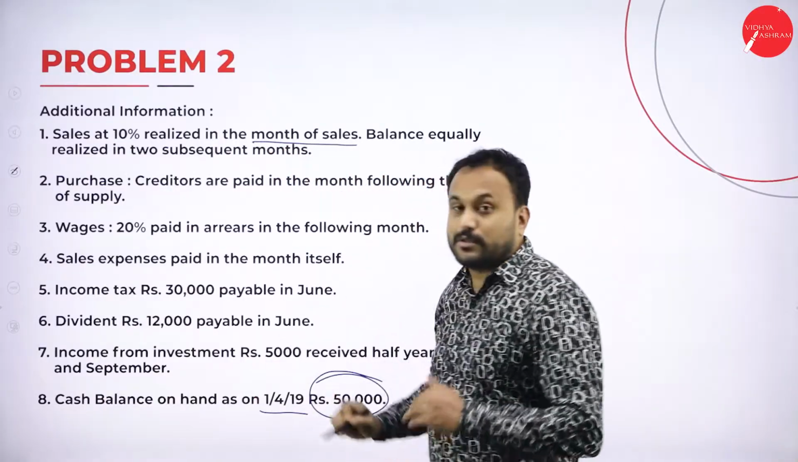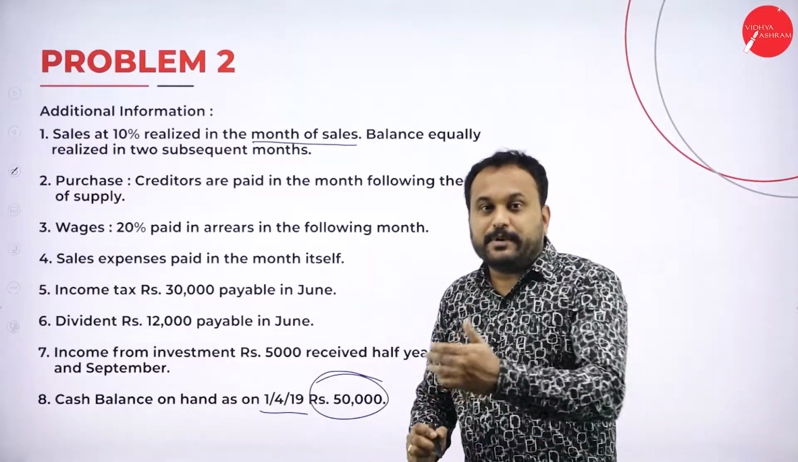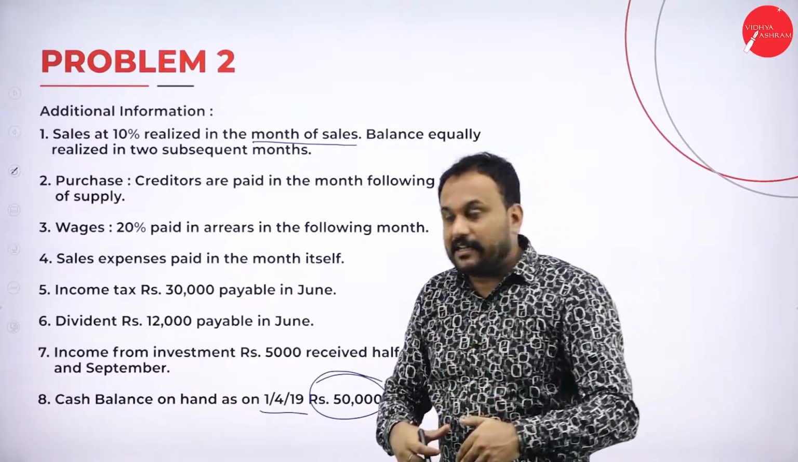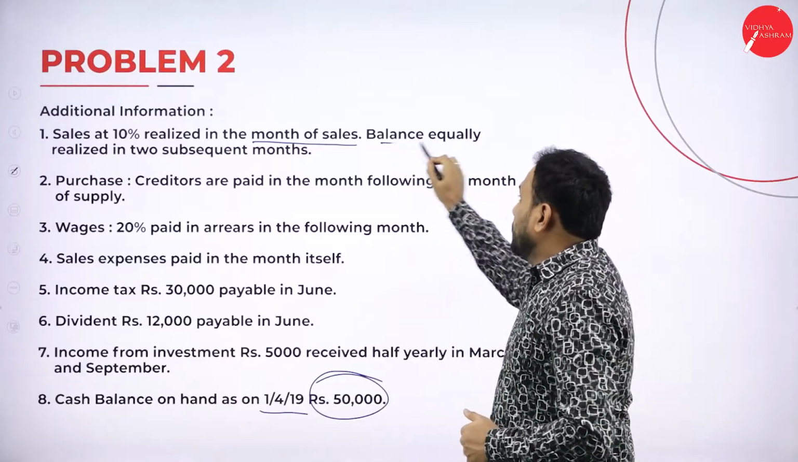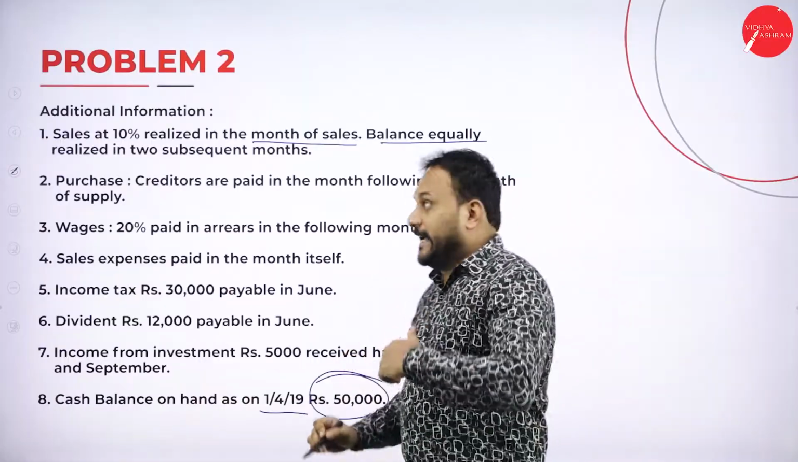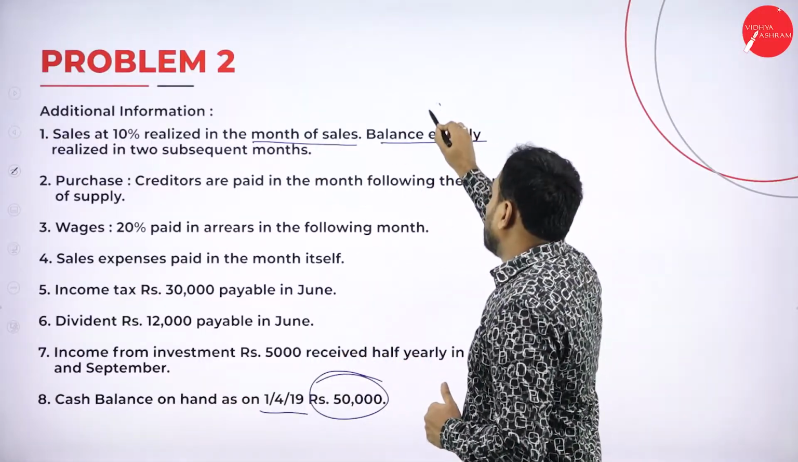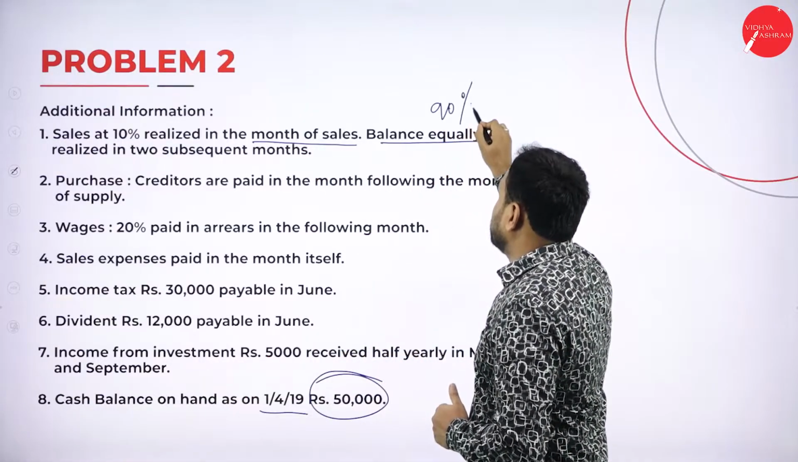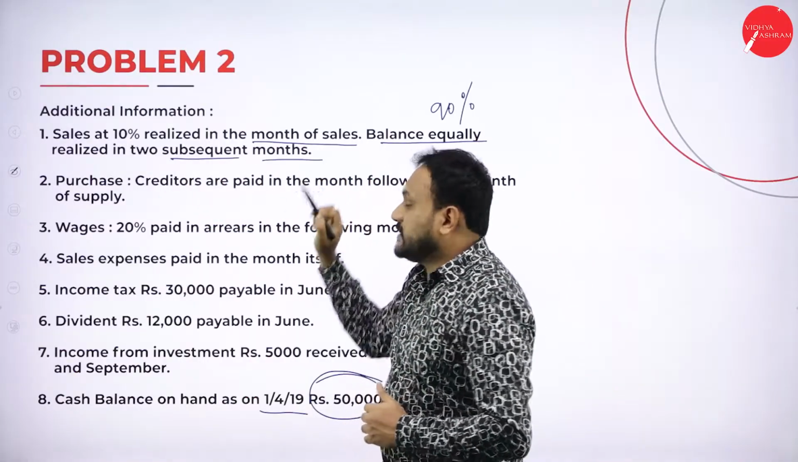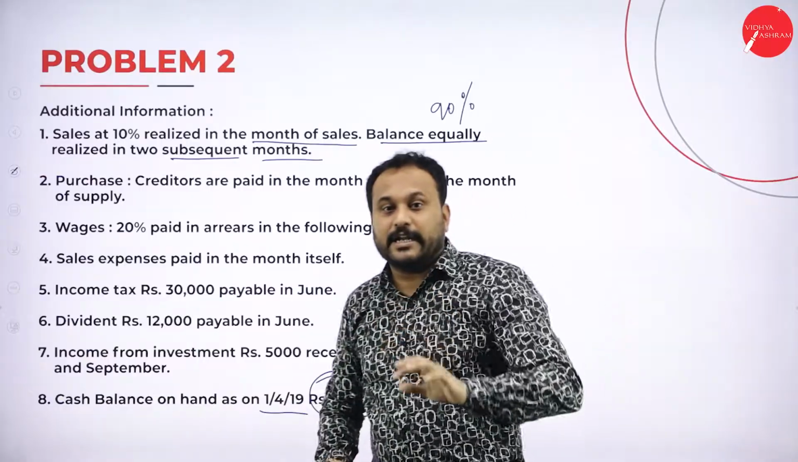So when I have sold something, 10% of that amount I will take in that particular month itself. But the balance, whatever is remaining, that is 90%, is realized equally. Say 10% I have taken, so how much is remaining? 90% is there, realized in 2 subsequent months. Say, for example, I'll tell you here.